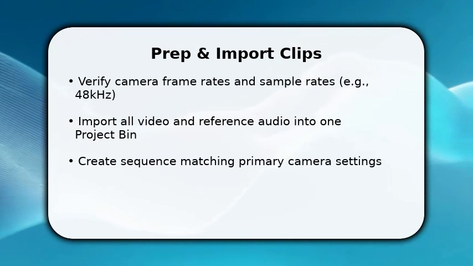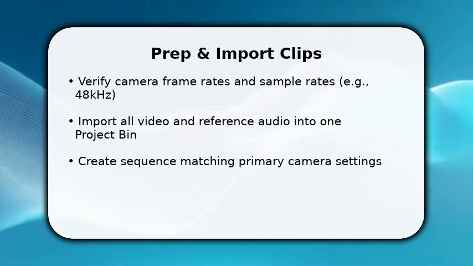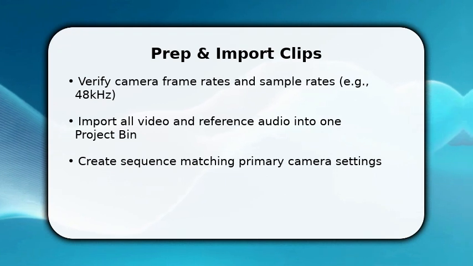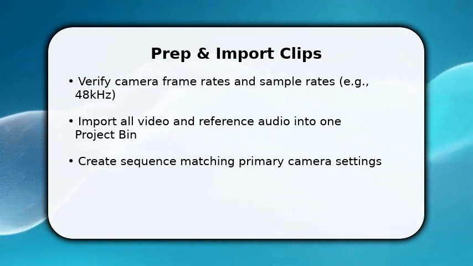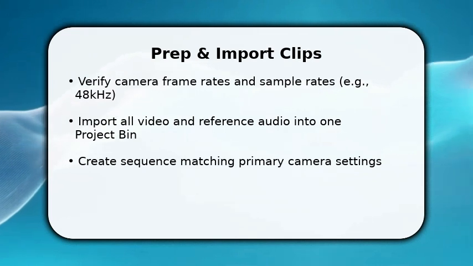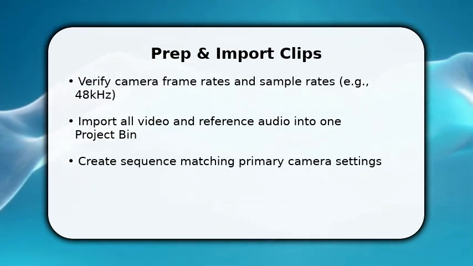You start by importing every file into one bin so you can compare them quickly. Make sure sequence settings match your primary camera so frame timing stays consistent. Once clips are in, scan audio waveforms to identify reference audio like camera scratch or clapper. You should also check sample rates and convert mismatches early, because Premiere aligns on timecode and waveform shape. Fixing rates now prevents drift later.